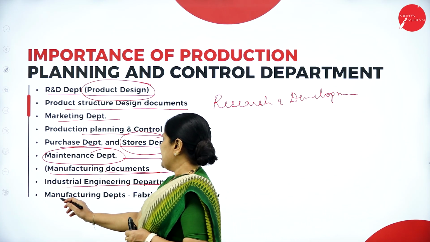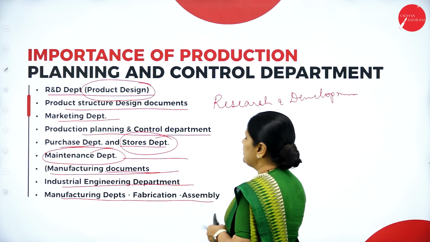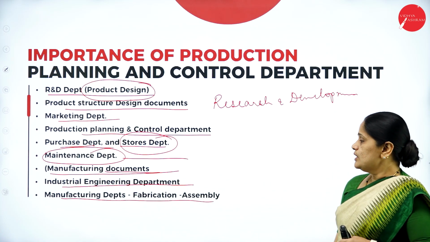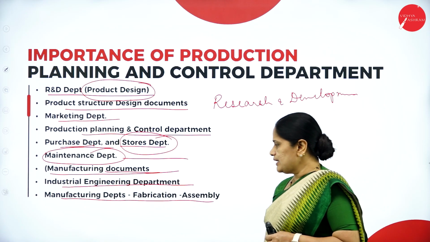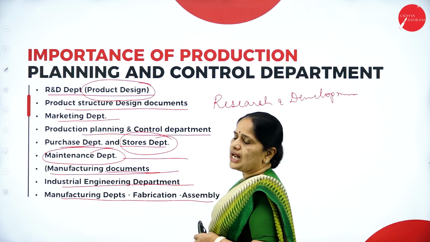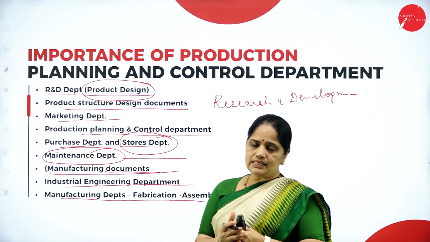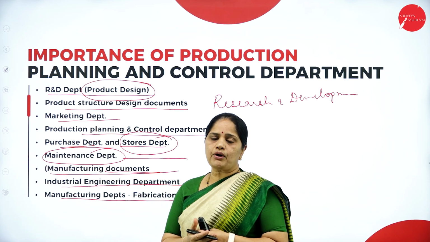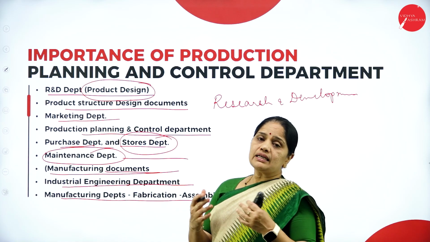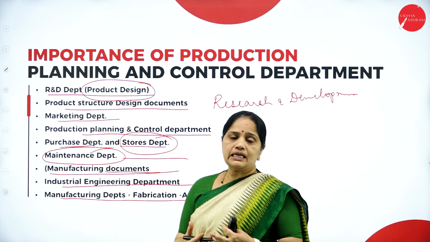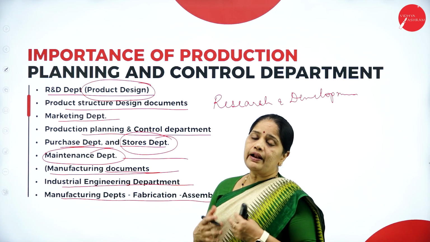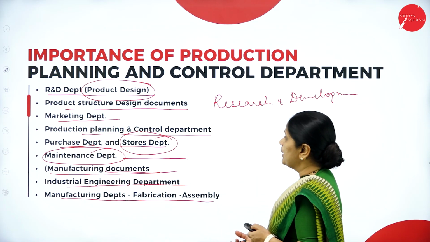Then we have the manufacturing department, fabrication and assembly. So the manufacturing department involves fabrication and assembly, fabrication of the product. So what is the product design? First you fabricate the product design, assemble it, go for a dry run, and then you can see if it is feasible, and then you can go in for the production.